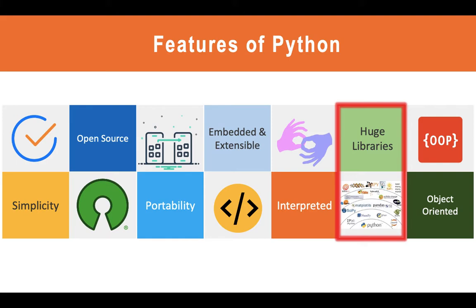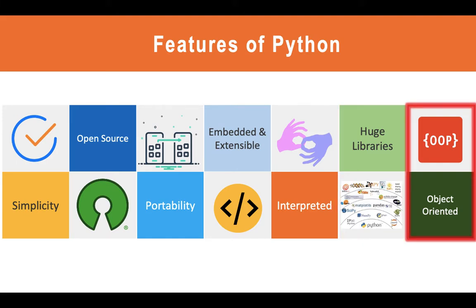Okay. OOPs, object-oriented programming, helps you break down real-life problems into a form that can be coded and then used to obtain solutions. All right, so if I sum up all your features, what I can see on the screen, I'll say Python has a simple syntax, is readable and has great community support.